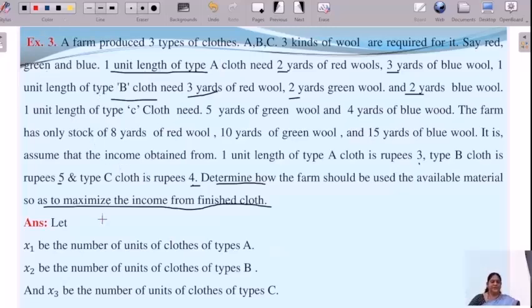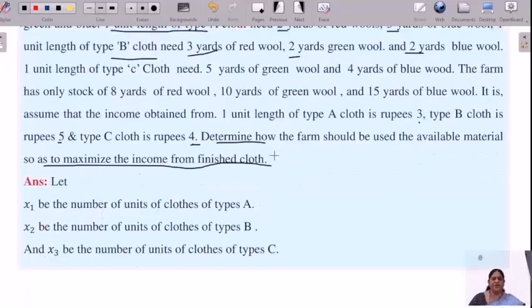Let us see the formulation. We have asked how the farm should use the available material. First we consider the decision variables. Suppose x1 be the number of units of type A cloth. Similarly, x2 be the number of units of cloth of type B, and x3 be the number of units of cloth of type C. These x1, x2, x3 are the decision variables.